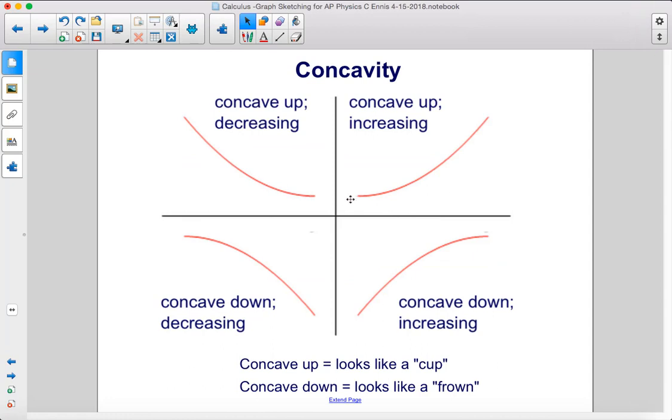Concave up, these two here, look like a cup. Concave down looks like a frown. So here we have concave up but decreasing, concave up increasing, concave down decreasing, and concave down increasing.